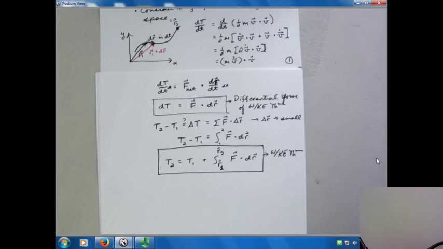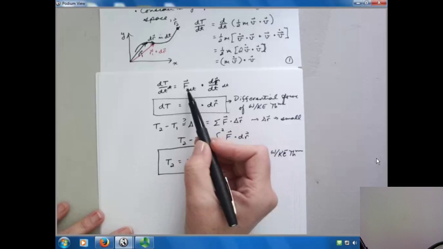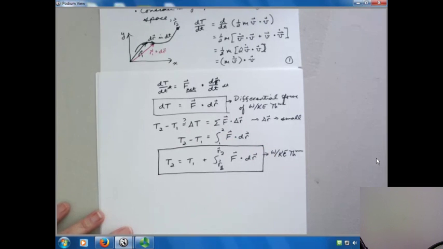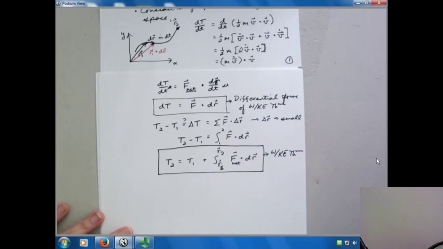All right? Okay, and it states that the final kinetic energy will be equal to the initial kinetic energy plus the work done. And by the way, let's remember that everywhere where I have an F, it represents net force. Okay? So the work done by that net force in going from location 1 to location 2. All right?